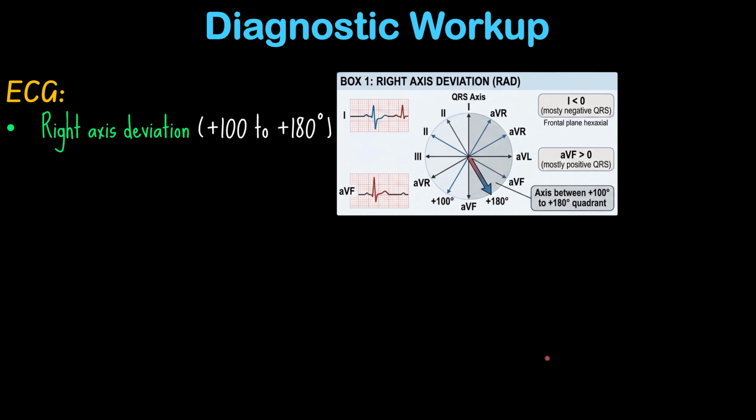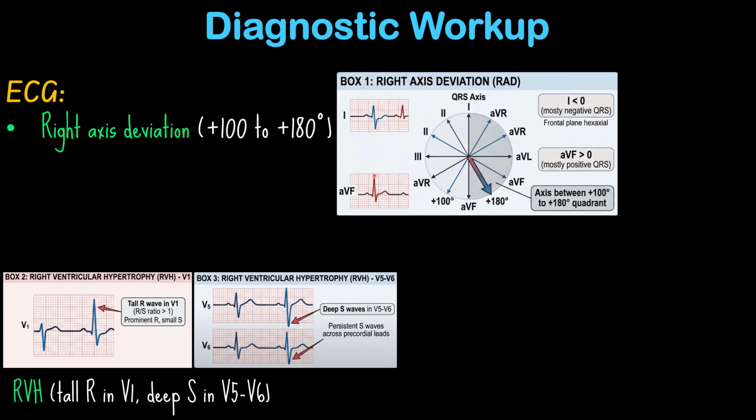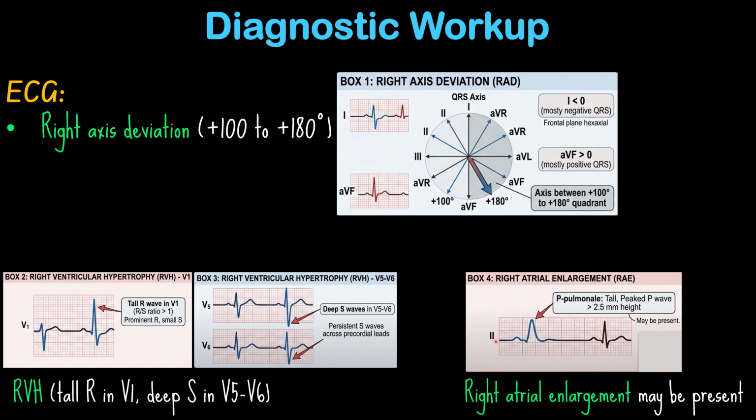The electrocardiogram shows right axis deviation, typically between 100 and 180 degrees. Right ventricular hypertrophy appears as tall R waves in lead V1 and deep S waves in leads V5 and V6. Right atrial enlargement may also be present.